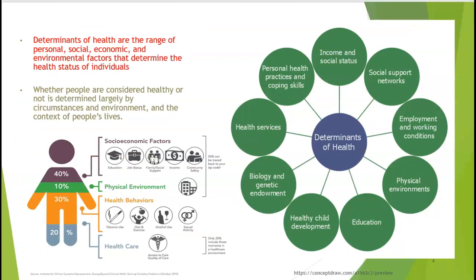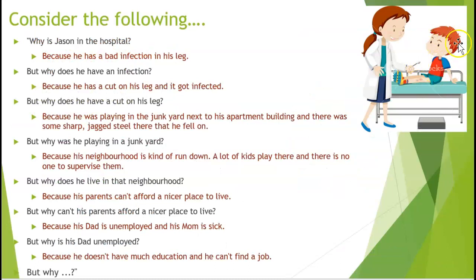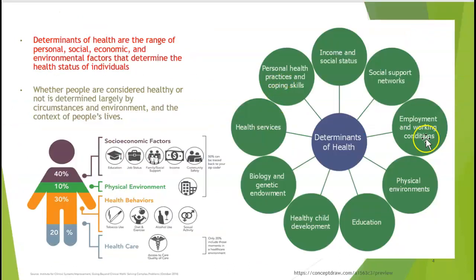The reason why I bring this up is because when we look at determinants of health, this is basically many determinants, or many factors, that play a role in someone's health. So if we look at Jason, he is living in a poor physical environment, right? He's living in an apartment next to a junkyard, so the environment that he's staying in is not the greatest. His parents are actually not even employed because his mom is sick, and it's very hard for his dad to find a job. So, poor income.